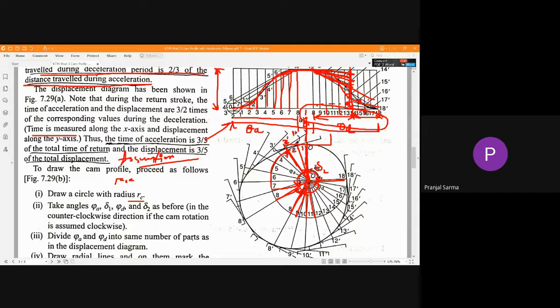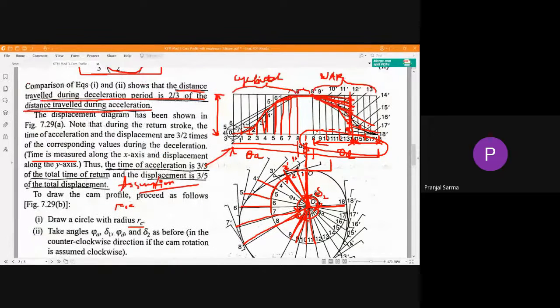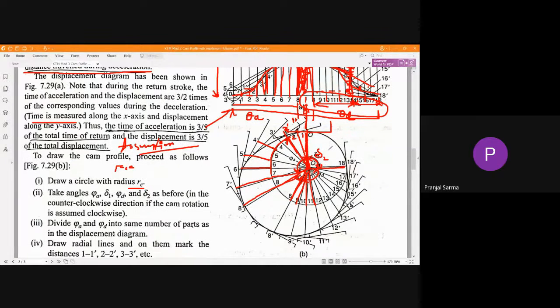Okay, similarly 3 dash, 4 dash, up to this, all those corresponding distances from the displacement diagram we will measure, and that much we are going to extend, up to those points, and don't forget to name those points. Similar is the case for the end of the dwell. At the end of the dwell it is similar to the end of the ascent stroke itself, because throughout the dwell it is the same position, there is no movement of the follower, so the same displacement will be there, so the same extension.